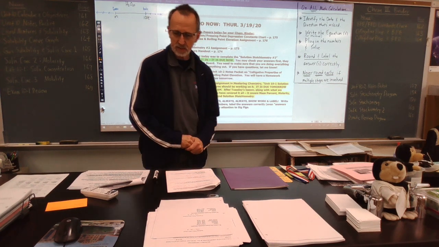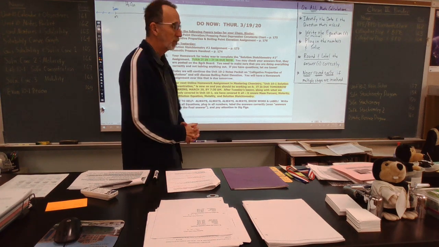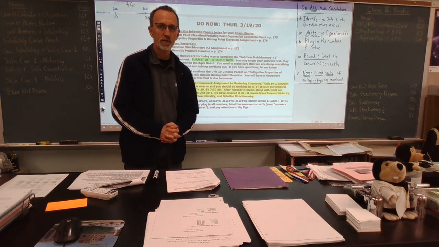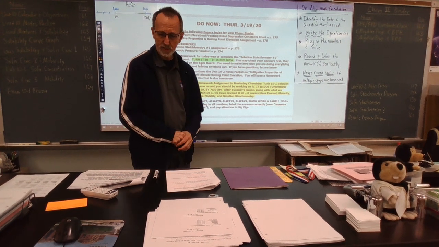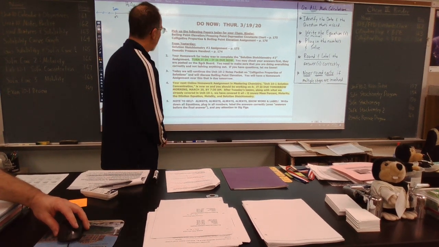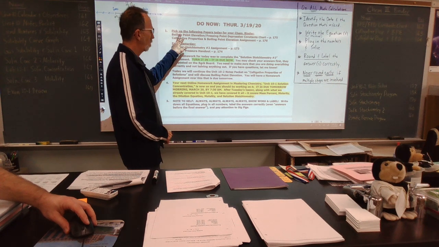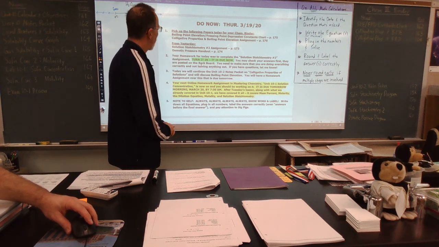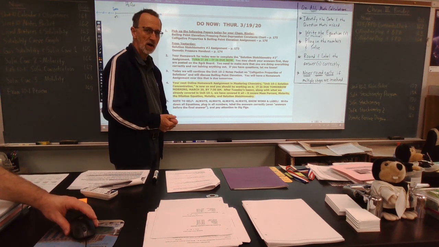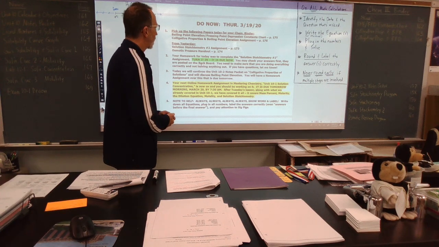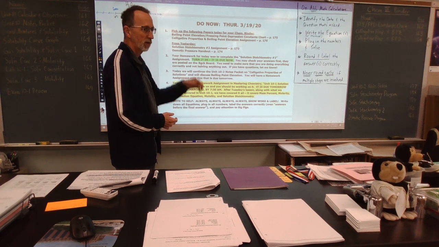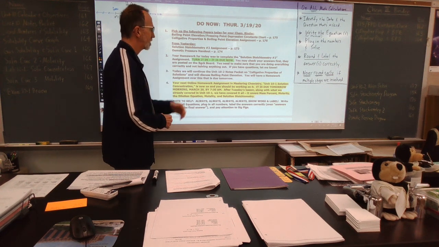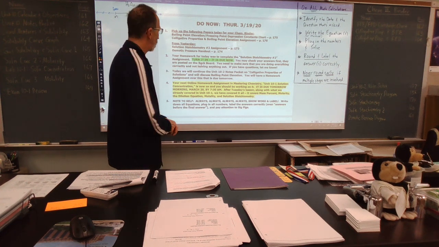Today, this is our lesson, had we been in school on Thursday, March 19th. So let's go over the do nows for that. We're going to be going over two things today. We're still continuing on with colligative properties. Today, we're going to look at boiling point elevation. So we have a chart here that we're going to look at in a little bit, and then we have an assignment which you will have due tomorrow.